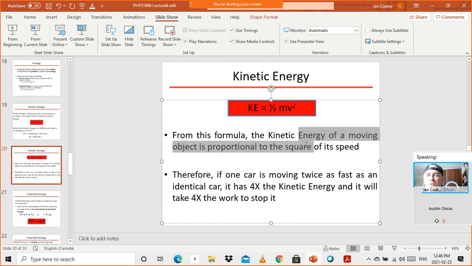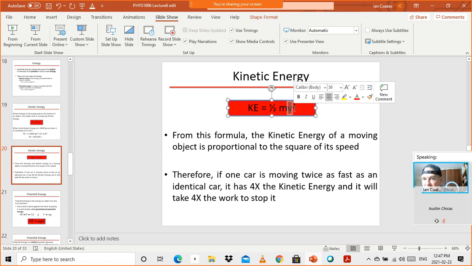The energy of a moving object is proportional to the square of its speed. So you increase the speed, there's a square beside that V. The more you increase the speed, that thing will jump huge when you square it. So if you increase the velocity of an object, you are greatly increasing its kinetic energy because of this square right here, with the V in the square.